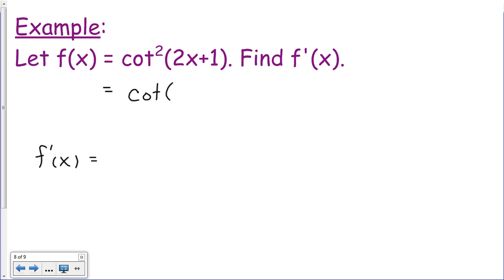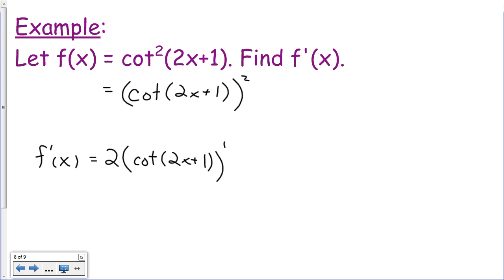You've got the cotangent of 2x plus 1, and that whole thing is squared. I'm only doing that so that you recognize we've got a composite function here, and which function is the outside function. The outside function is that squaring function, so that's where we're going to start. Chain rule says take the derivative of the outside function, which is going to be 2 times something to the first power. And chain rule says you substitute in the inside function. That's the cotangent of 2x plus 1. And then we multiply that by the derivative of the inside function.